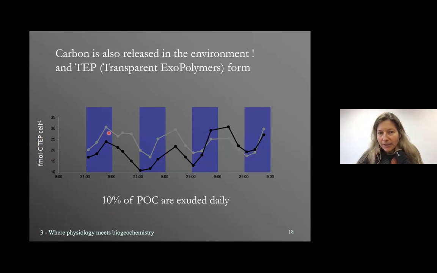One can see that there is again a diel fluctuation in the TEP in the environment, and we could calculate that about 10% of the total carbon in the cells is actually released per day, and this is quite significant as well. And it means that the cell is actually running fast, uptaking a lot of carbon, storing a lot of it, but in the process, it also loses quite a bit of carbon that is released in the environment every day.